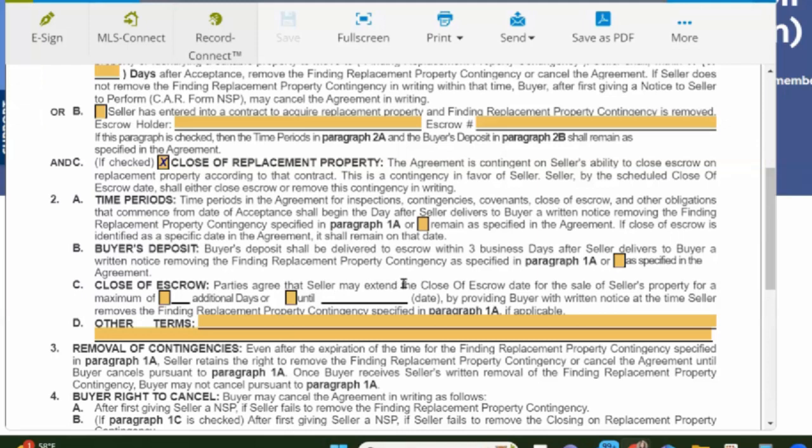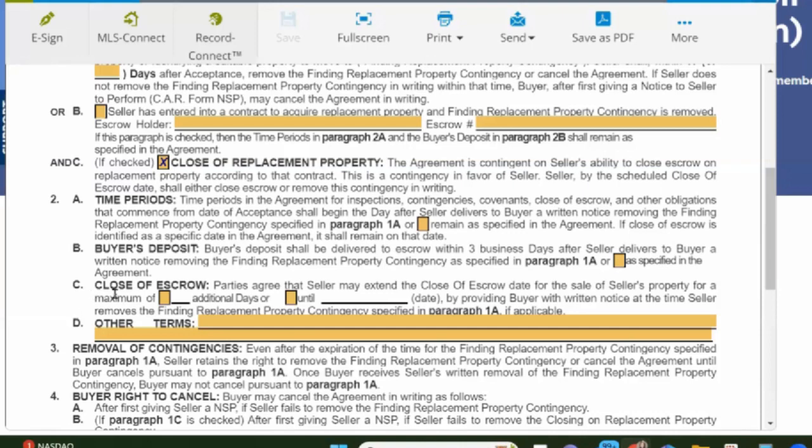Same with buyer's deposit. Normally the deposit's due within 3 days. Is it within 3 days of our offer being accepted or 3 days of the seller going under contract? So usually it'd be 3 days of them going under contract.